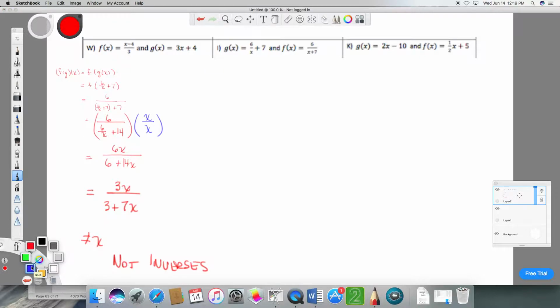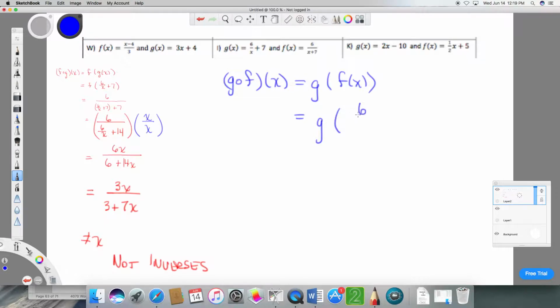So let's find g composed with f. This time f is the input for g, and f is this ratio, 6 over x plus 7. G, in the first term, takes 6 divided by the input and then adds 7. So this input itself is a ratio.